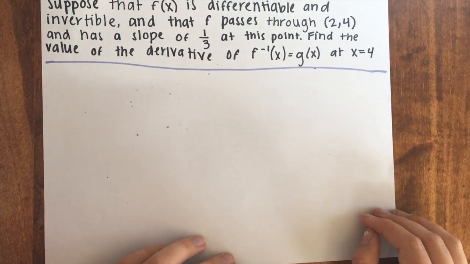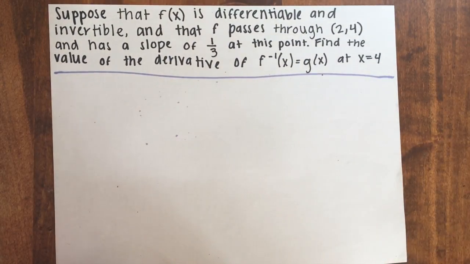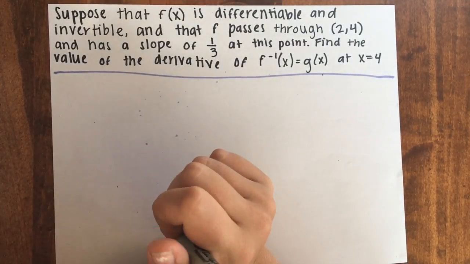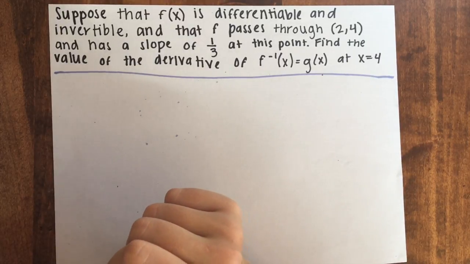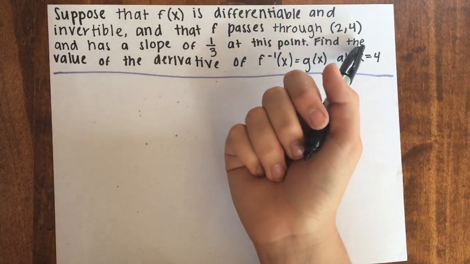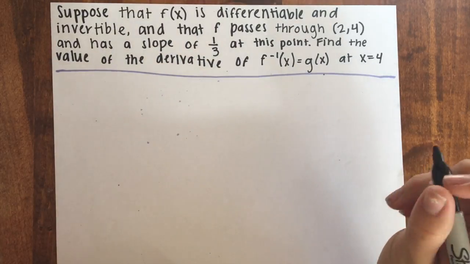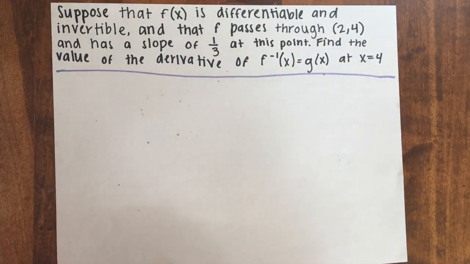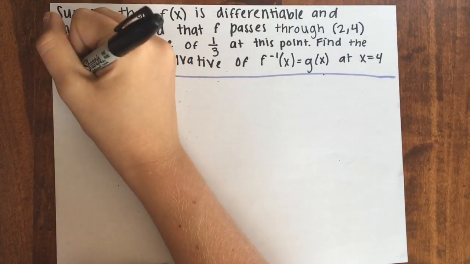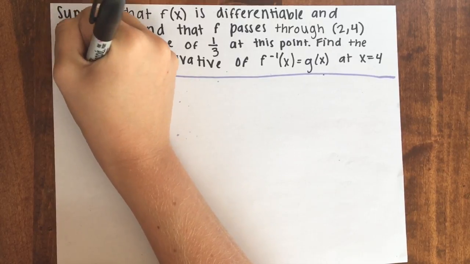But for problems like this one, which I'm about to show you, you can't just solve for the equation because it's not given. You're not given any equation, so you just have to use what you're given in order to find the answer. So here you're given that f is differentiable and invertible, and it passes through (2, 4) and has a slope of 1/3 at this point. And now we have to find the derivative of g of x, which is the inverse of f of x, at x equals 4. So just because these can be kind of confusing as any word problem, I like to write out what I'm given first, because I find it to be extremely helpful.